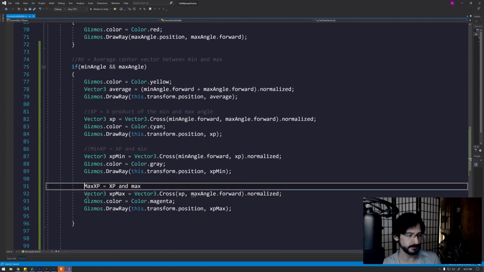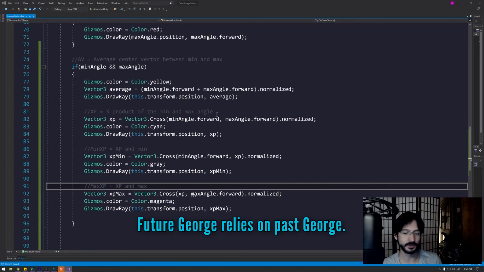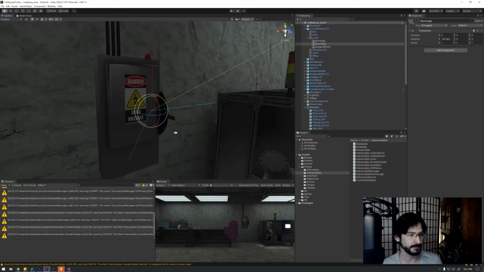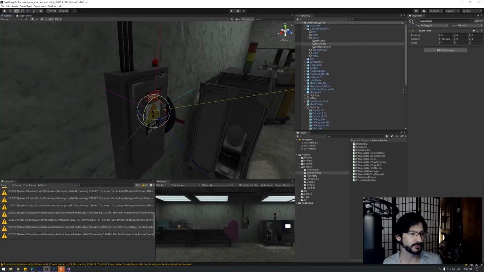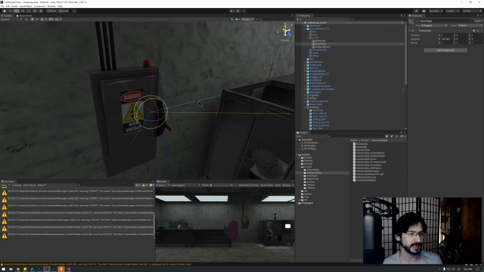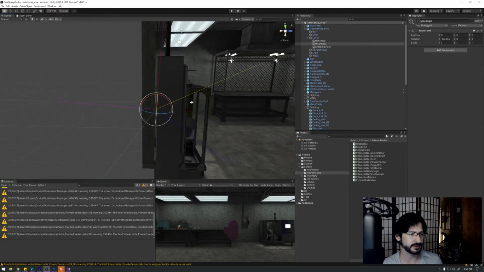We can get rid of the comments. You know what, we might as well keep them. You never know when we'll need them. Future George is forgetful. And we'll come back here. Now we've got this red vector, right? Cross product with a cyan vector, which gives us this magenta vector coming out that side.